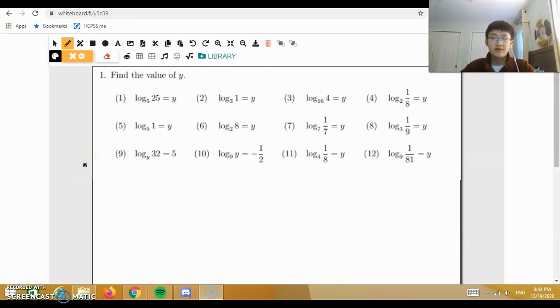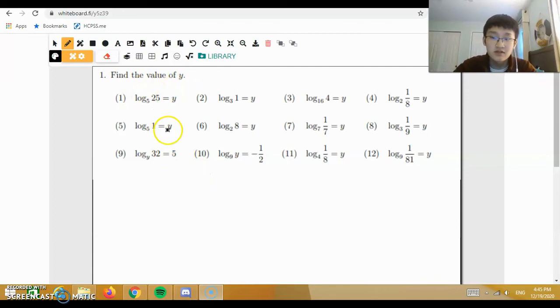Okay, so now we're going to be going into some examples of logarithms. Obviously you can do these on your own, but I just wanted to walk you through some of these problems so the concept is easier to understand. So on the first problem, you're given log base 5 of 25 is equal to y, and they're asking you to find the value of y.